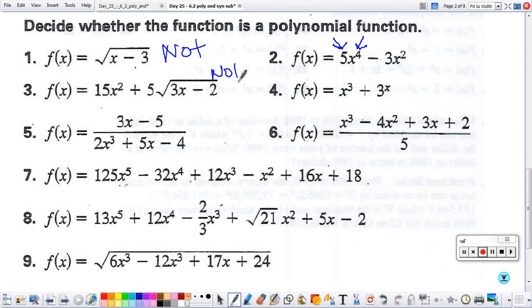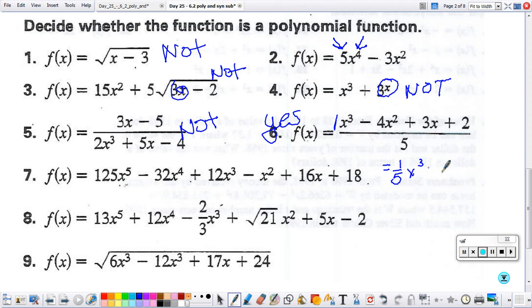3 is not because of this square root over the variable. 4 is not because x is the exponent. 5 is not because of the fraction with the x's. But 6 is. Here's why. I could rewrite this as 1/5 x to the 3rd minus 4/5 x squared plus 3/5 x plus 2/5. So 6 is a polynomial. 3 is the degree, and 1/5 is the leading coefficient.